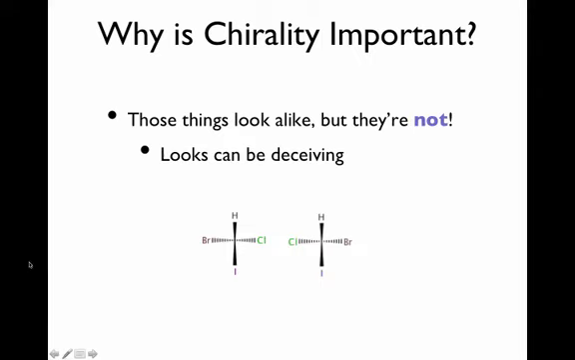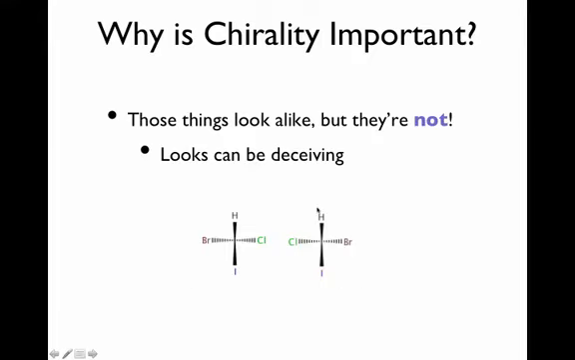I think at this point it's reasonable to ask the following question, which is, why are we spending so much time on this? Why is chirality, or why are stereoisomers, important? The first reason is that here are two stereoisomers of each other. They really look alike. At first glance, you wouldn't necessarily think that those things are different from each other. But they really are different from each other. They're not the same thing.